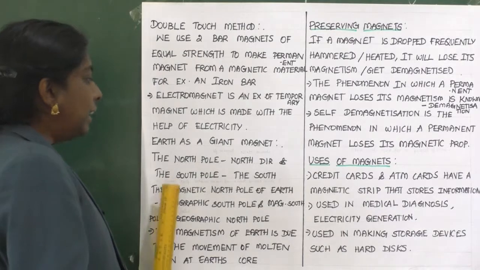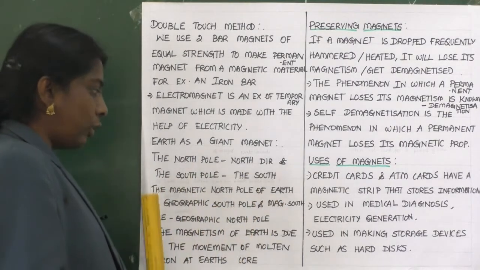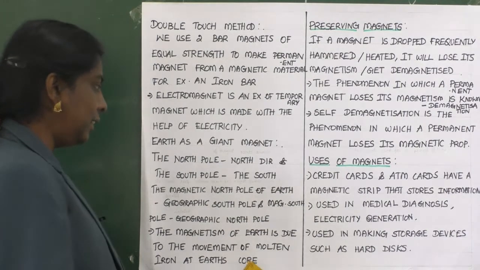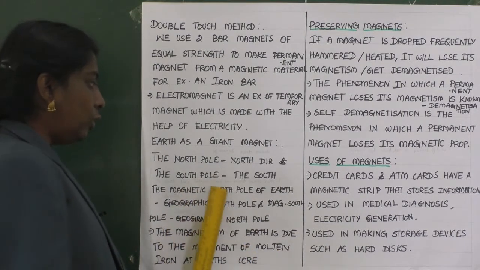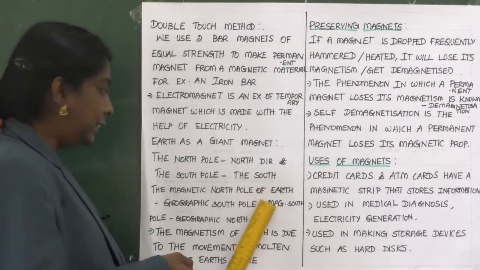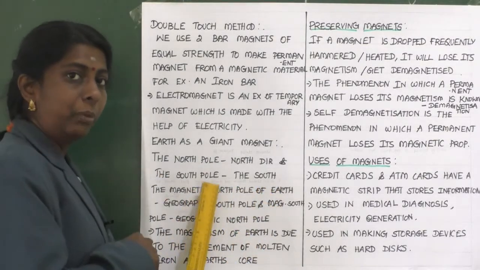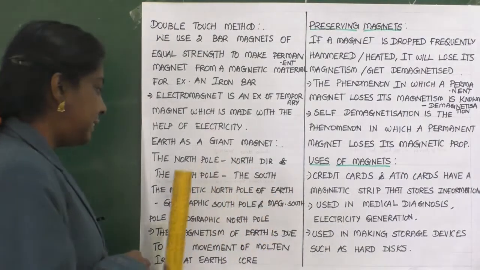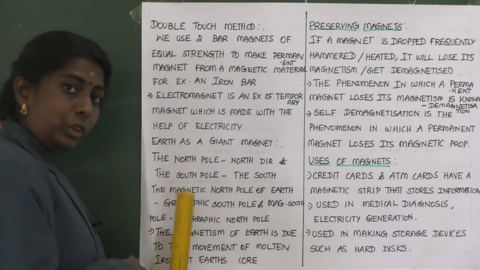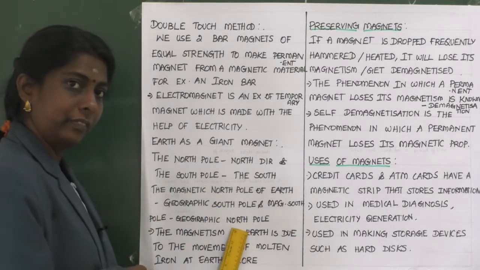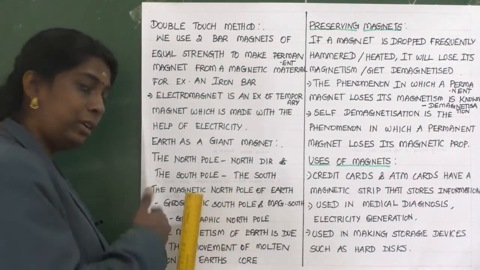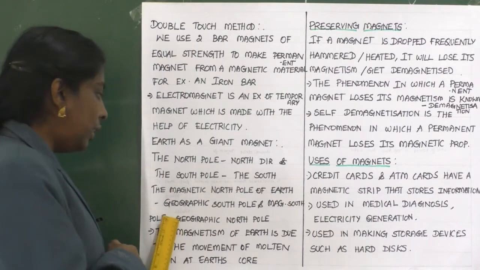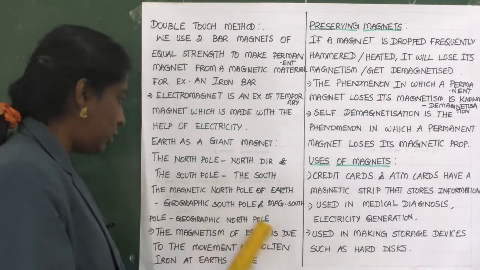So, now the magnetic north pole of Earth is at the geographic south pole. Imagine an Earth picture. The Earth has a separate magnetic north pole and magnetic south pole. The magnetic north pole of the Earth is located in the geographic south pole. Clear? And the magnetic south pole is located in the geographic north pole.